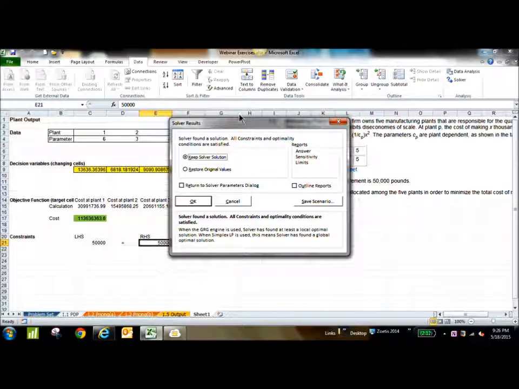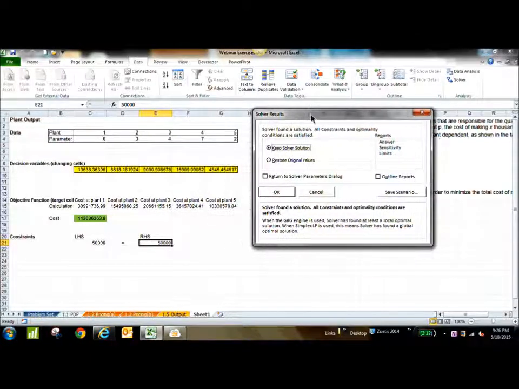All right. As you can see, Solver came up with this distribution. This is how Solver took this 50,000 pounds and distributed that across the 5 plants to come up with the minimum cost possible. The one way I know that I achieved the optimum is by looking at this message right here.